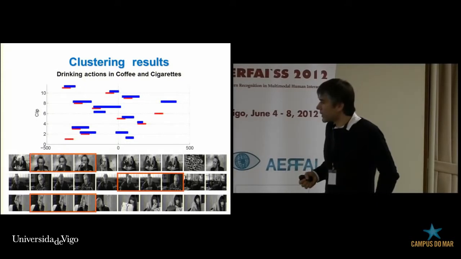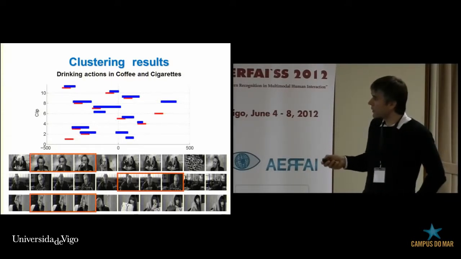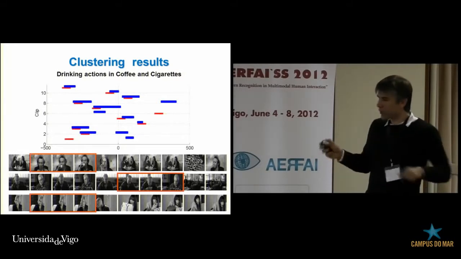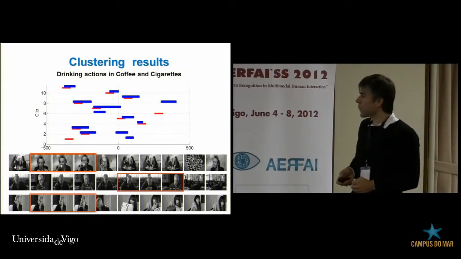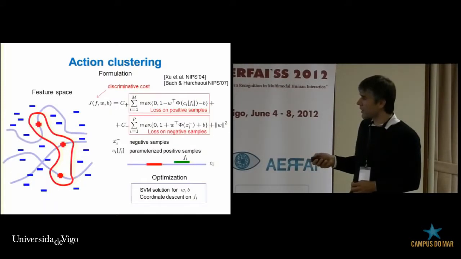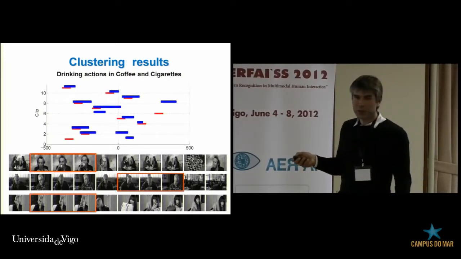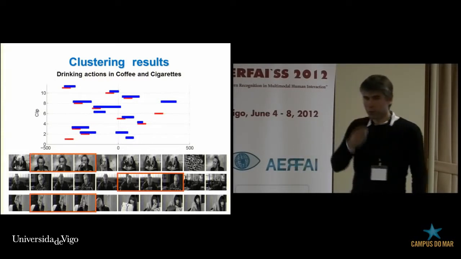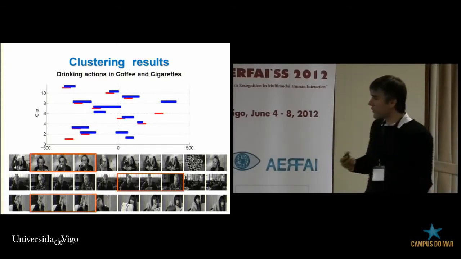So here are some examples: coffee and cigarettes. Each line on this plot is one clip, and the blue corresponds to a particular position of the drinking action in the clip. The red ones are the Fi, from the previous formula, which are trying to localize the action in the training. We see that most of them are correct and few of them are wrong, but most have converged to correct positions. So this is an illustration that the method does work.